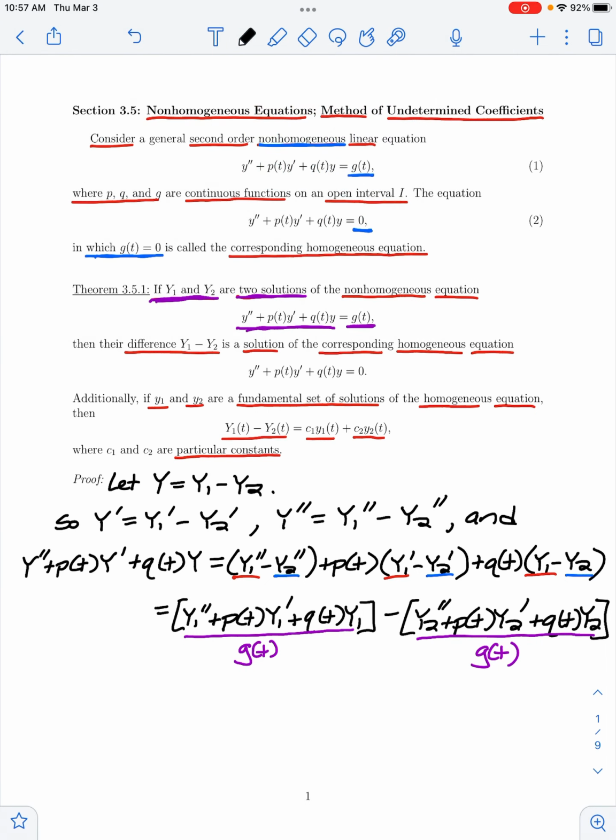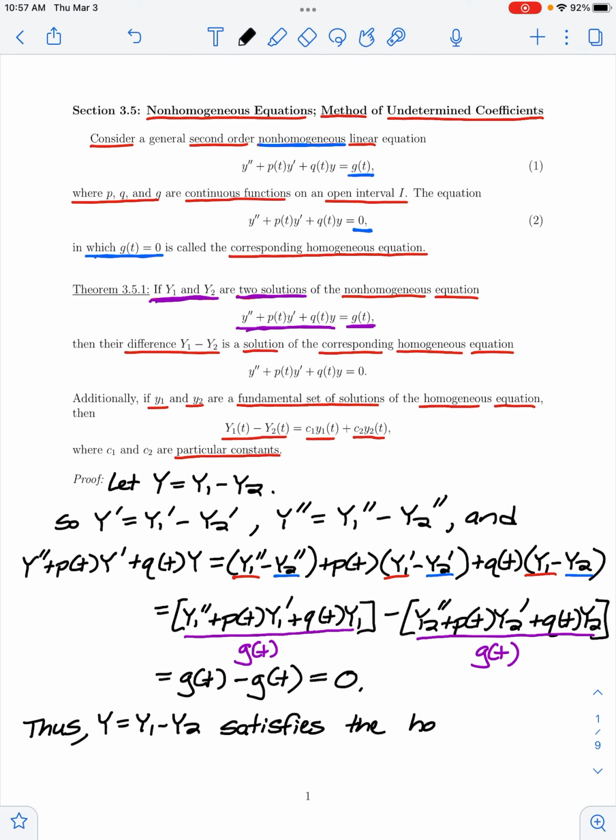So I'm left with g of t minus g of t, which is, of course, 0. So I have shown that capital Y satisfies the corresponding homogeneous equation. Let's state that result. Capital Y, which was the difference of y1 and y2, satisfies the homogeneous equation, which is what we wanted to show.